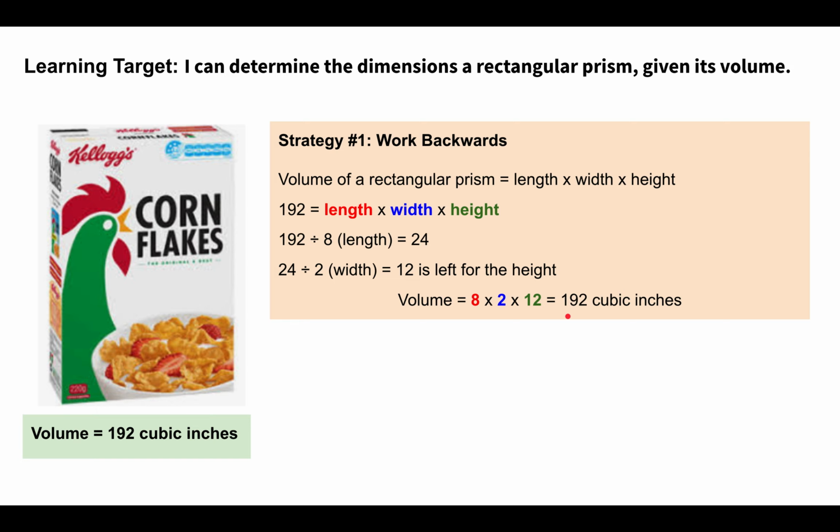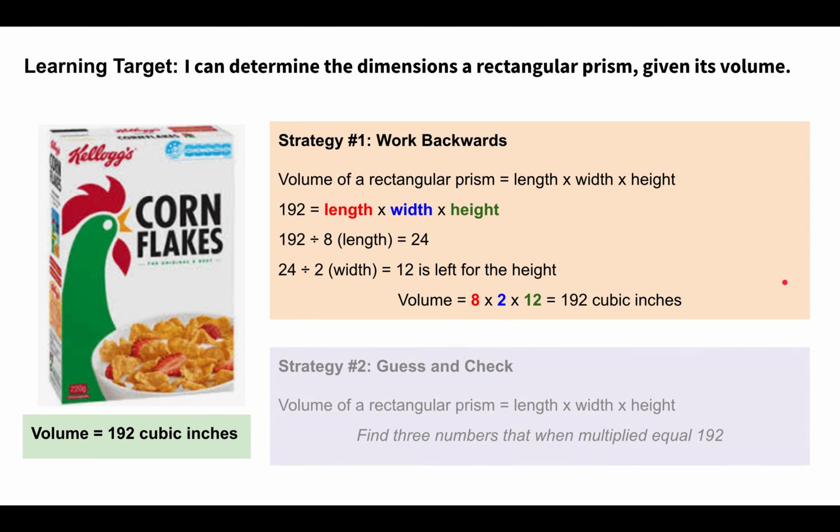But remember, guys, I told you there's going to be more than one correct answer here. I could have done 4 times 4 times 12. It would give me the same answer. The only thing is when I look here, 4 by 4 doesn't really make sense because these are definitely not the same length. Okay, so that's the working backwards strategy.